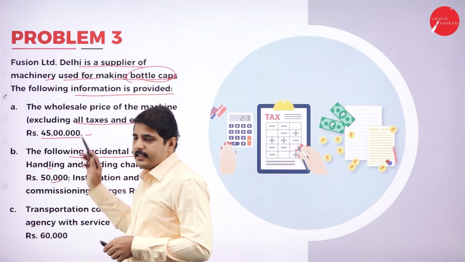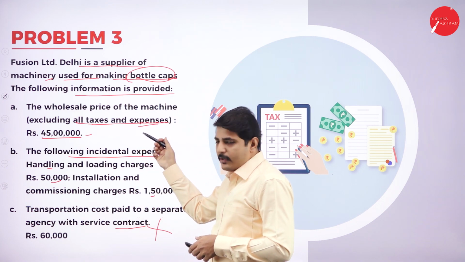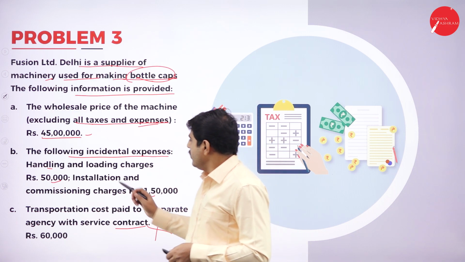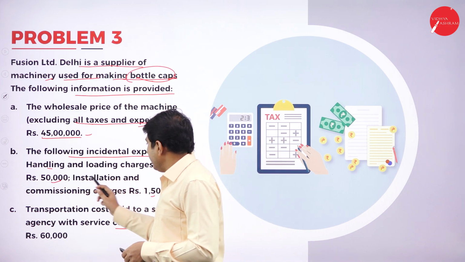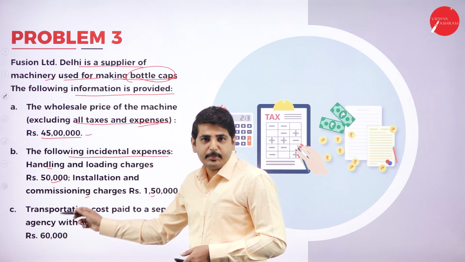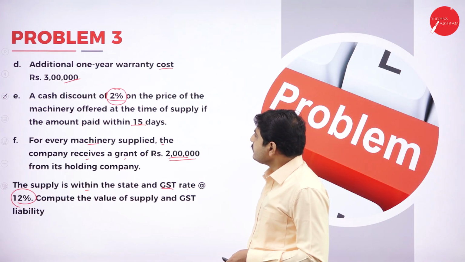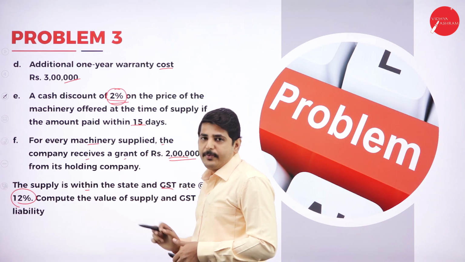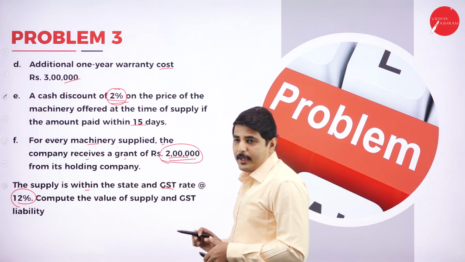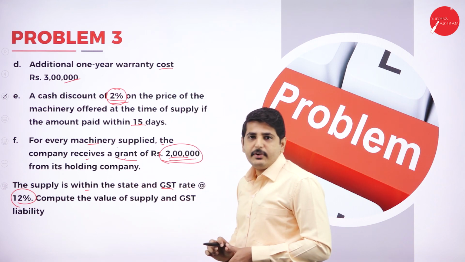First one, since it is excluding all the tax and expenses, we should add it. If it is inclusive, we should not add the items. So, the handling charges we should add. Next one, commission we should add. Transportation expenses paid by another person or third person we should not add. Next one, the 2% discount they are offering, we should deduct that. Next one, we should also add the 2 lakh rupees of grant received from the holding company.